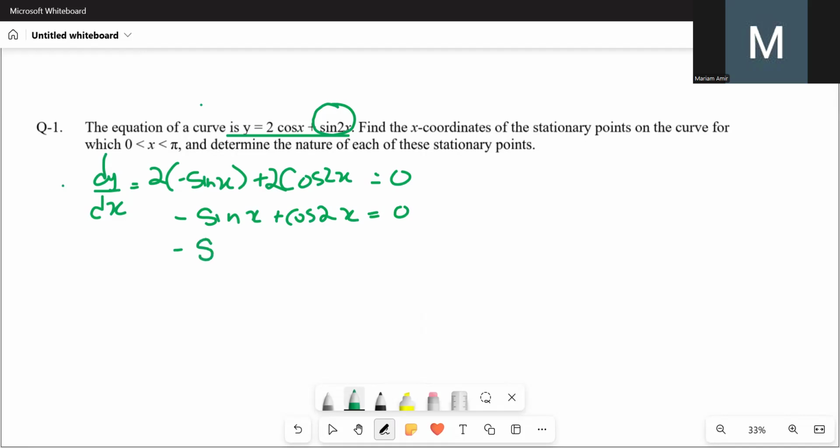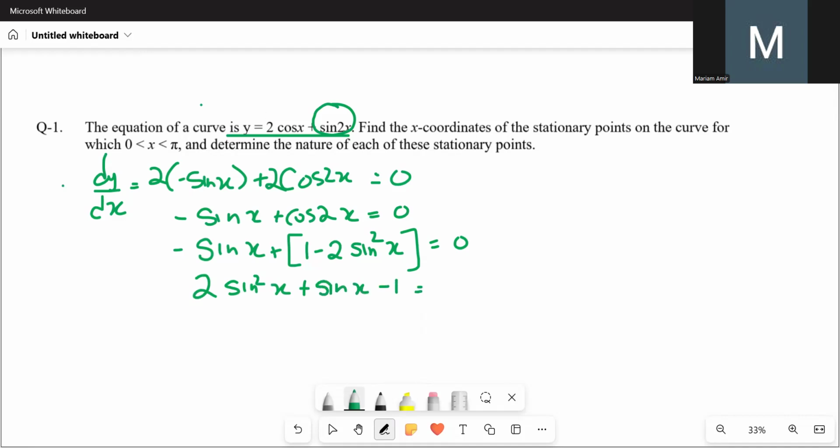From trigonometry, we know that cos 2x can be written as 1 minus 2 sine squared x. This is also given in the formula sheet. So negative sine x plus 1 minus 2 sine squared x equals 0. Now we get a quadratic equation in terms of sine x. I'm going to multiply both sides by negative 1 as well, so I'm getting 2 sine squared x plus sine x minus 1 equals 0.